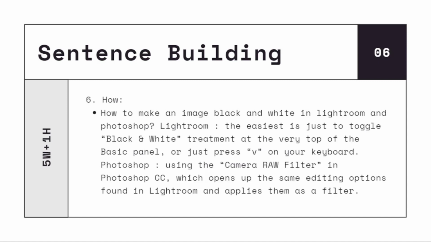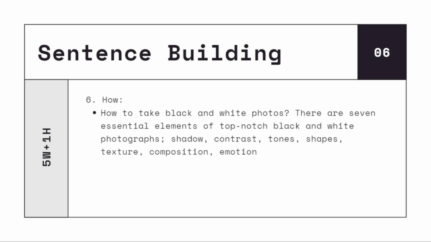6. How to make an image black and white in Lightroom and Photoshop. Lightroom: the easiest is just to toggle the black and white treatment at the very top of the basic panel, or just press V on your keyboard. Photoshop: using the Camera Raw filter in Photoshop CC, which opens up the same editing options found in Lightroom and applies them as a filter. How to take black and white photos? There are 7 essential elements of top-notch black and white photographs: shadows, contrast, tones, shapes, texture, composition, and emotion.